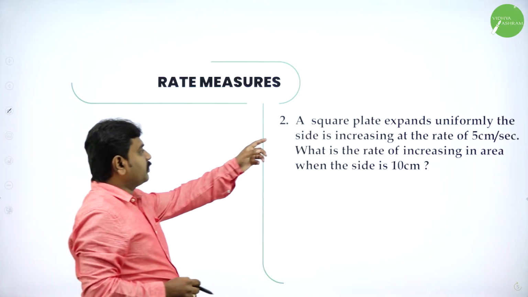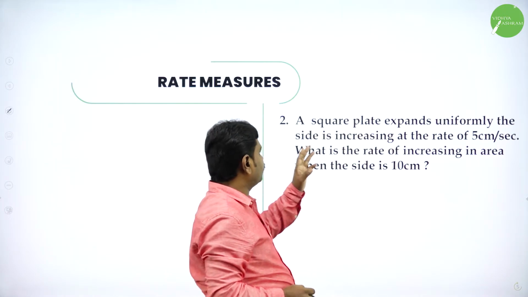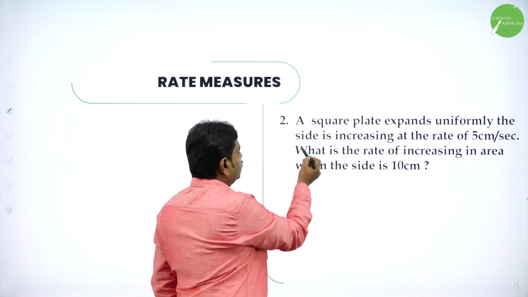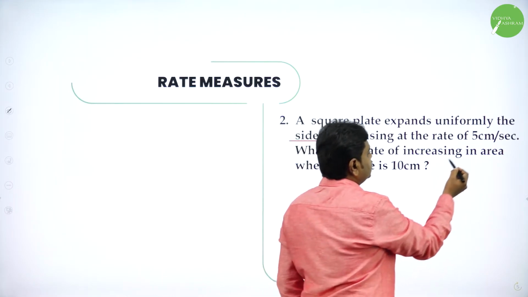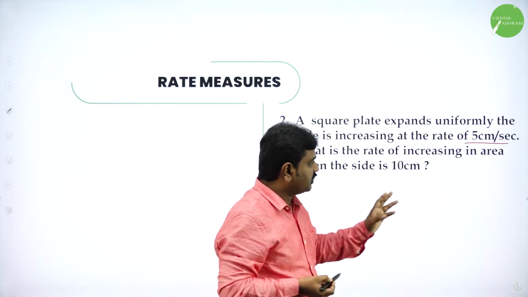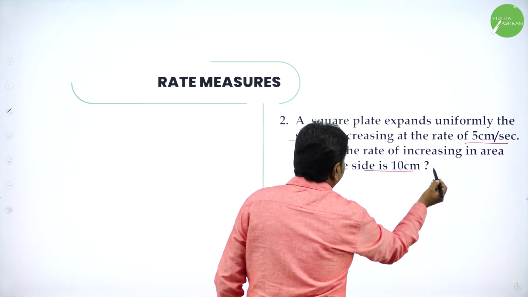A square plate, second problem. A square plate expands uniformly. The side is increasing at the rate of 5 centimeter per second. What is the rate of increase of area when the side is 10 centimeter?